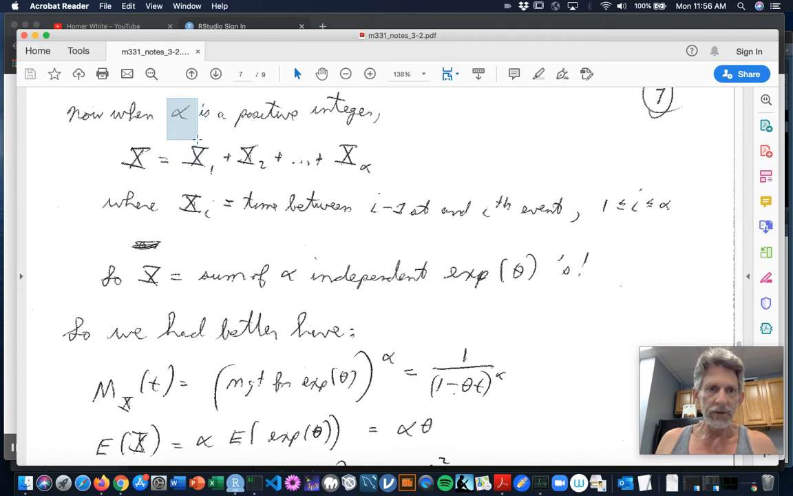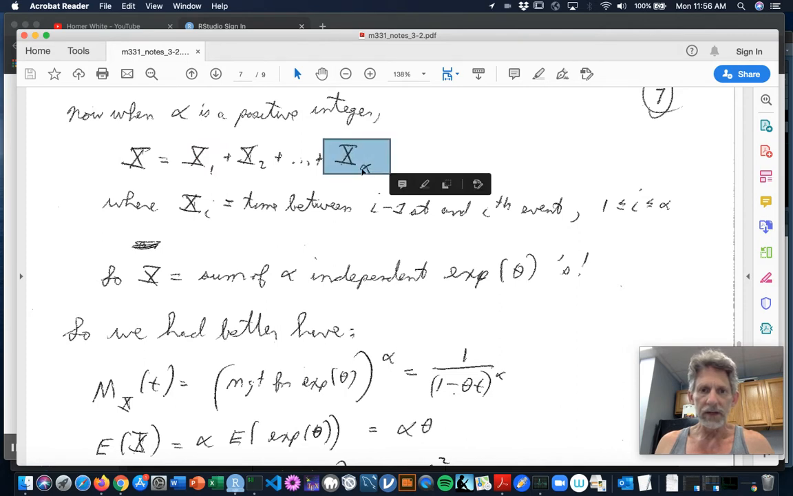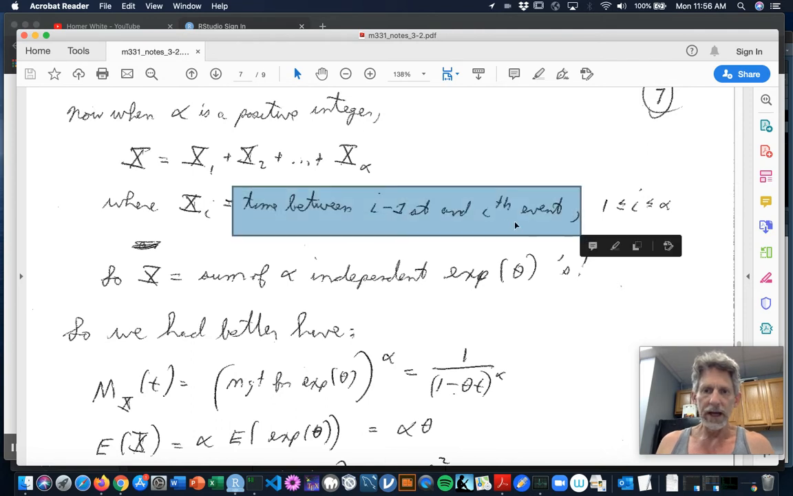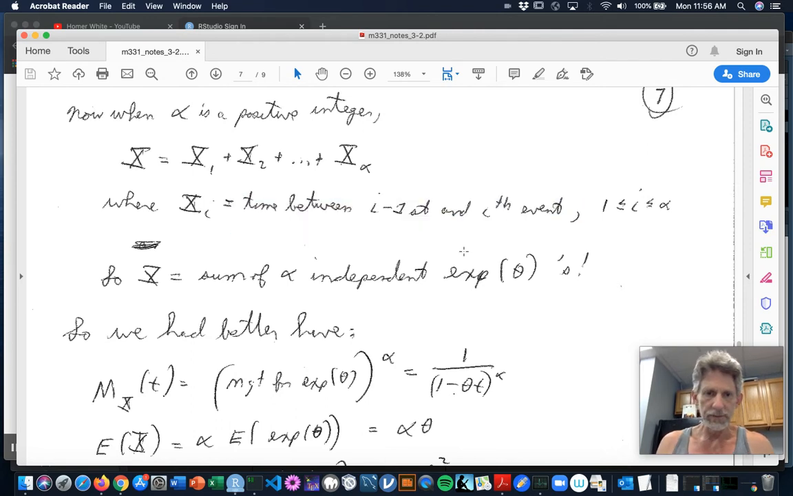First of all, if alpha is a positive integer, so that you can interpret X as that kind of a waiting thing, I would like you to observe that X can be written as a sum of some other random variables, X1, X2, all the way up to X alpha, where for each of the i's, Xi is the time between the (i minus first) and the ith event.